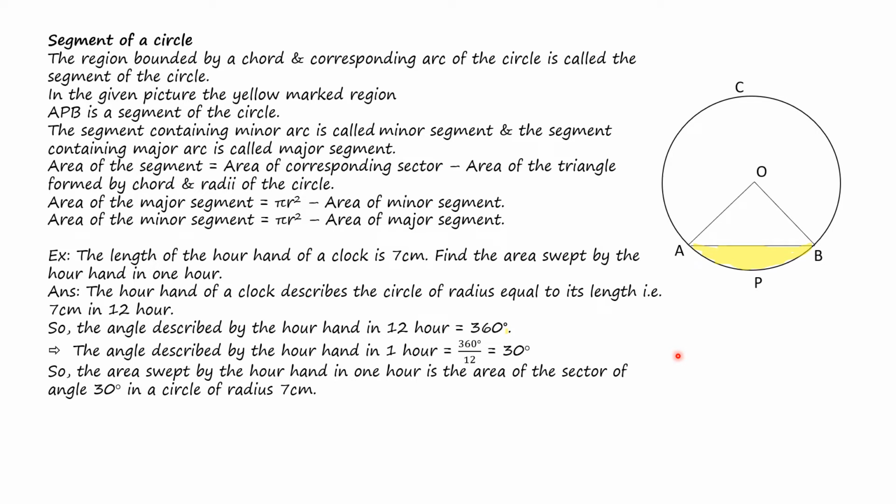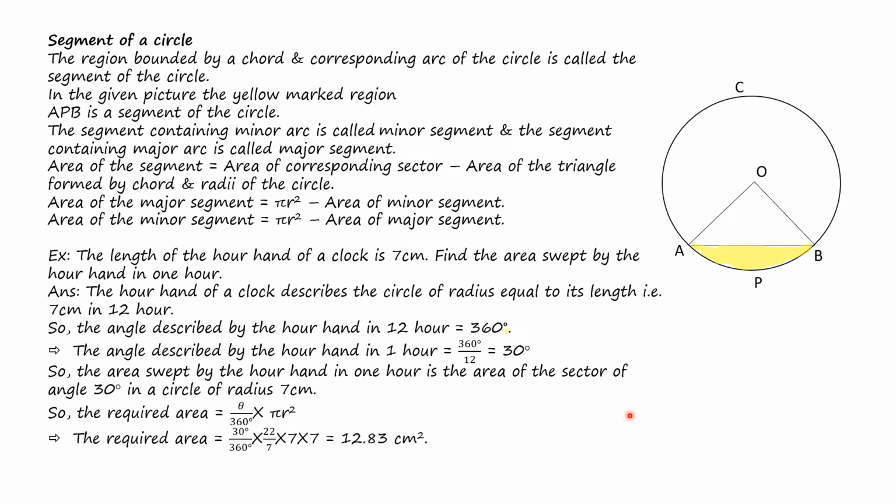Now we have r, the radius of the circle, and also theta, the angle of the sector. So the required area is theta by 360 degree into pi r square, which is nothing but 30 degree by 360 degree into 22 by 7 into 7 into 7, which is 12.83 centimeter square. Hence, the required area is 12.83 centimeter square.